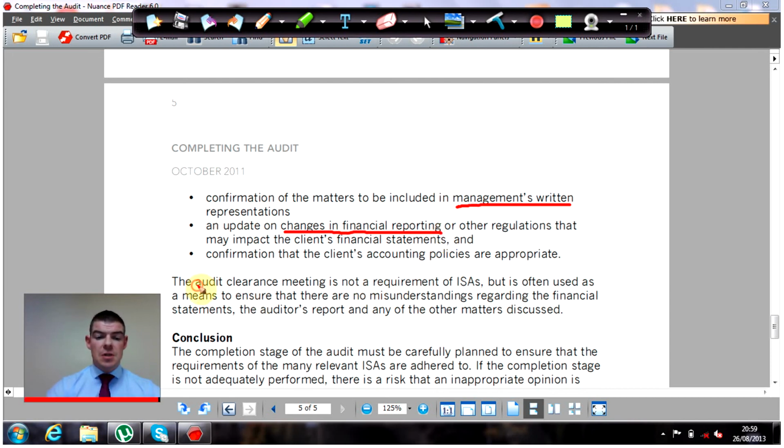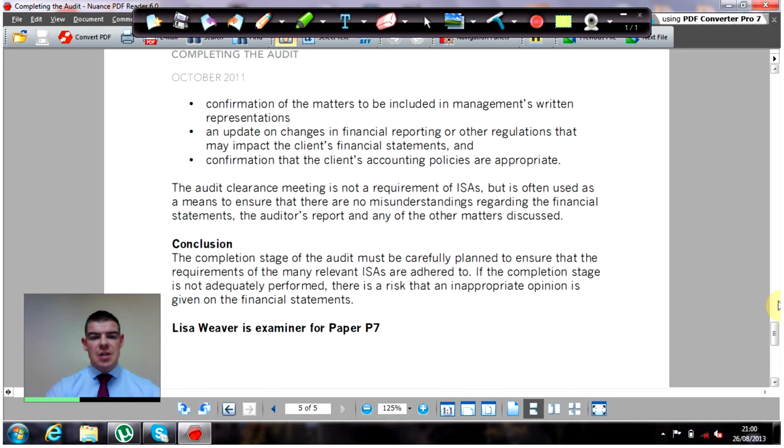Something to maybe note is that the audit clearance meeting is not a requirement of the ISAs, but it is a good audit practice, and it is professional audit practice as well. Okay, so there are a number of areas to be considered in terms of the completion stage of an audit, and it's a very common area actually looked at in P7. But also an important aspect of this is that there are so many ISAs that impact the completion stage of an audit. So therefore, a tip would be not only to look at the ISAs in detail, but try in terms of an exam question to apply the knowledge of your ISAs to the practical scenario that will be posed to you in the examination question, especially in this topic of completion of the audit.